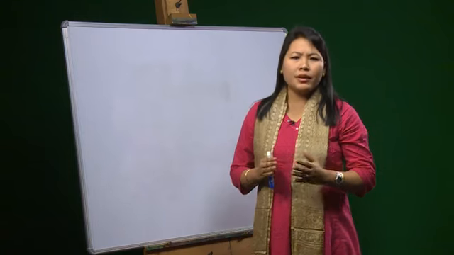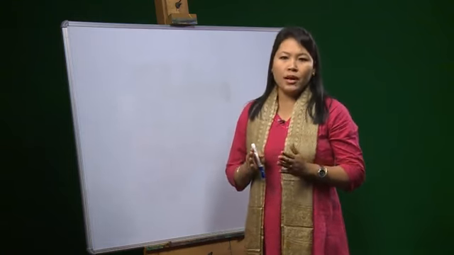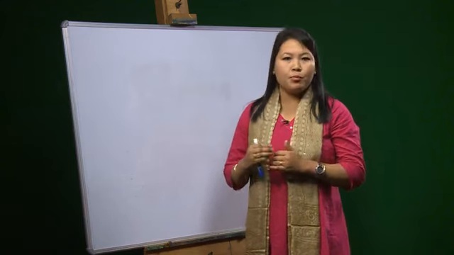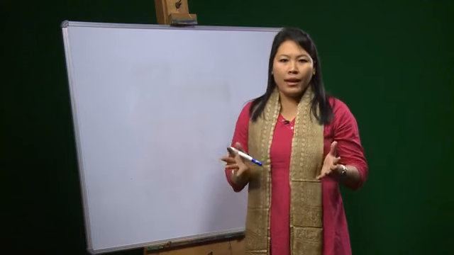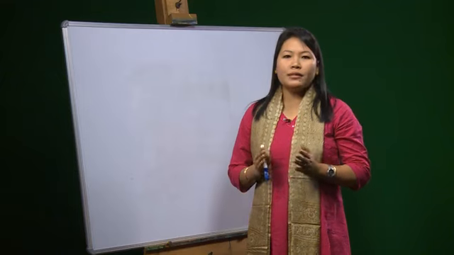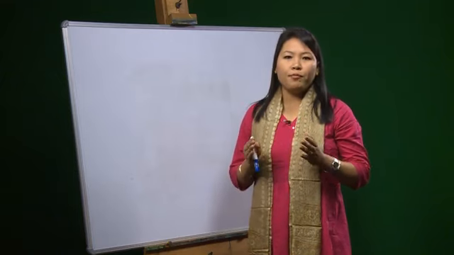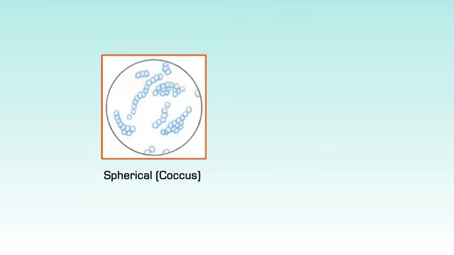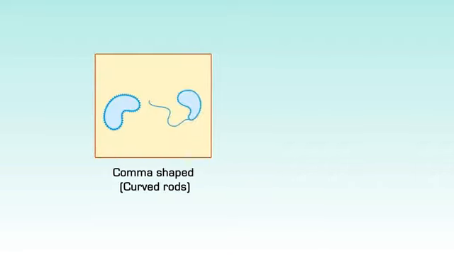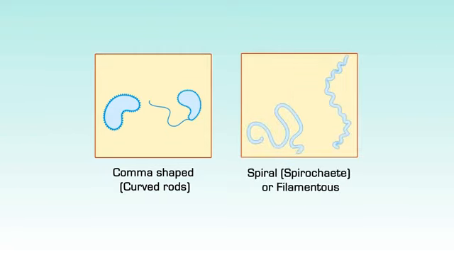Here, the bacterial cell wall is important because it maintains the shape of the cell, and at the same time it protects the cell from swelling and rupturing. And the gram-negative bacteria may be either spherical, which we also call coccus, rod-shaped, also known as bacillus, comma-shaped, also known as curved rods, spiral, also known as spirochetes, or filamentous.